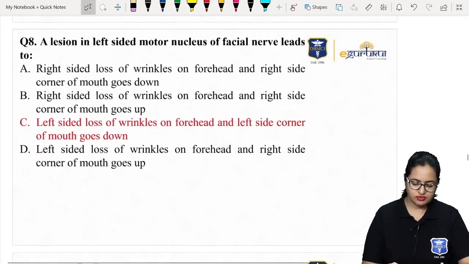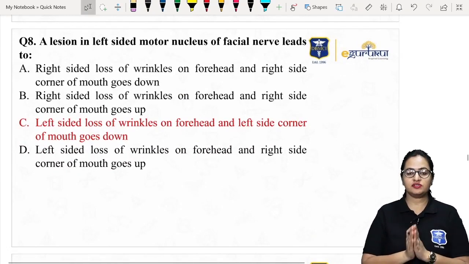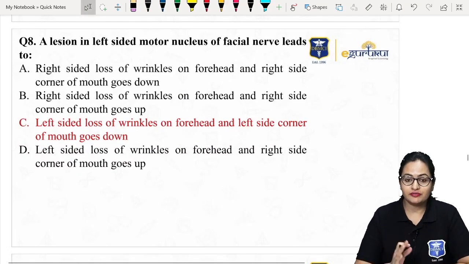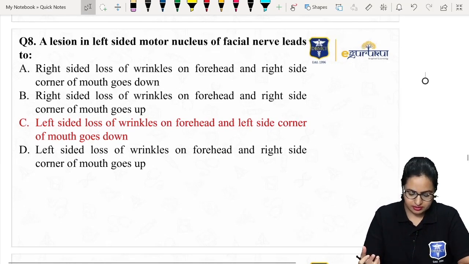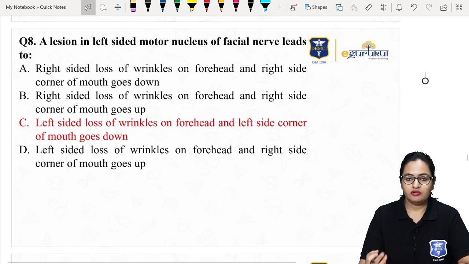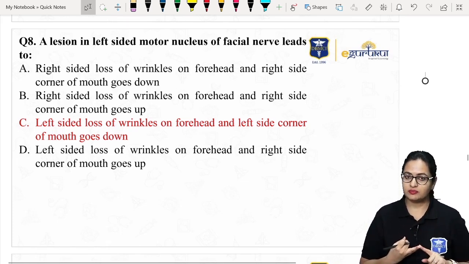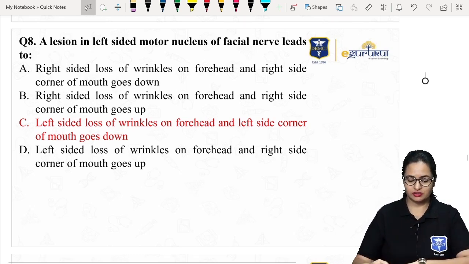Okay, now coming to this next question, it says a lesion in the left sided motor nucleus of the facial nerve leads to. Now, for this, first of all we should be able to tell what will be present in the upper motor neuron palsy of the facial nerve, and what symptoms will be there in the lower motor neuron palsy of the facial nerve.